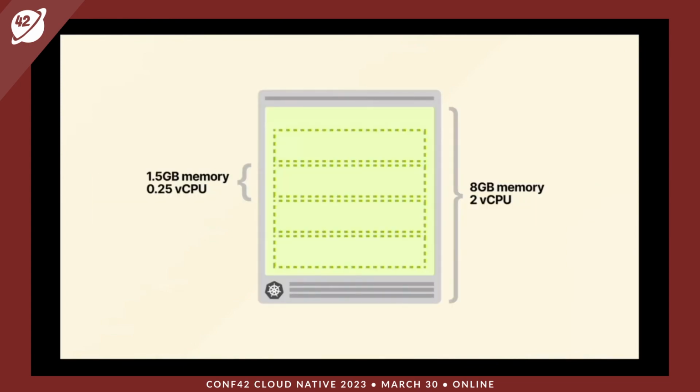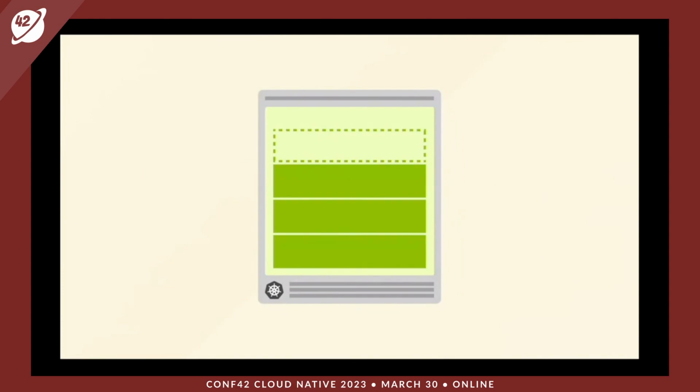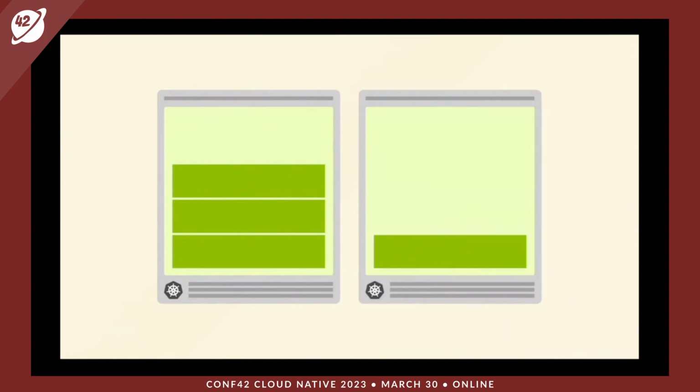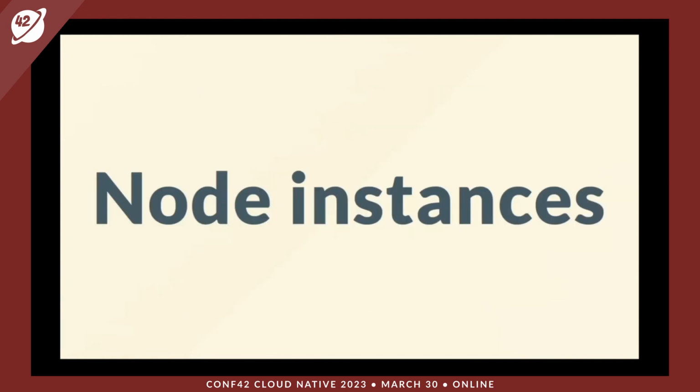You'd be forgiven for thinking that if you get an 8 gig RAM and 2 CPU node from your cloud vendor, you could deploy 4 pods that are 1.5 gig RAM and need a quarter of a CPU. However, it's not quite so. One of those pods would remain pending, which, if configured, will of course cause the cluster autoscaler to go and create a new node, and then eventually your workload becomes scheduled.